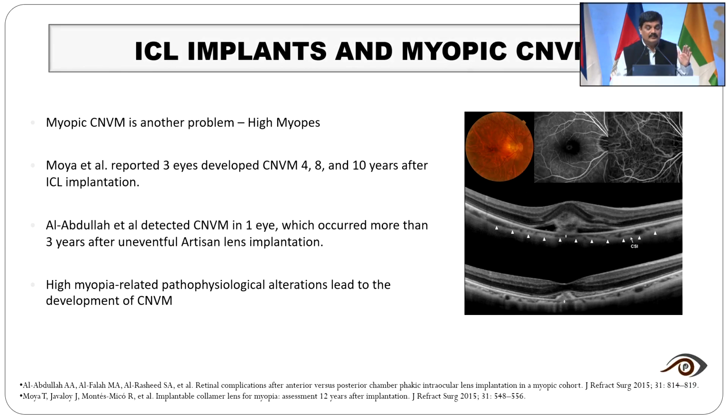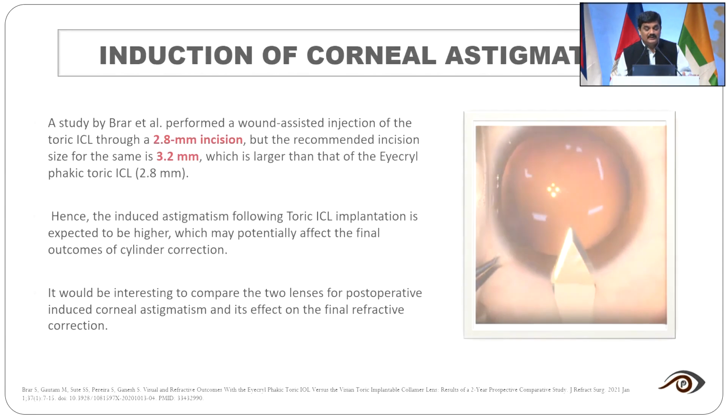The other complication is myopic CNVM, which has a high incidence in high myopes. One case report described CNVM in the 4th, 8th or 10th year after ICL implantation, because that is due to the pathological myopia, not the ICL implantation.